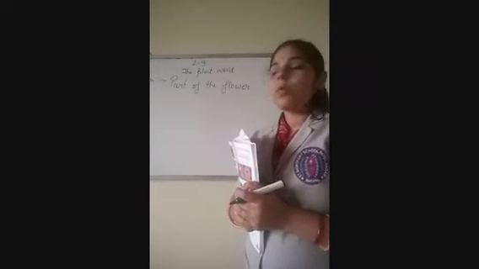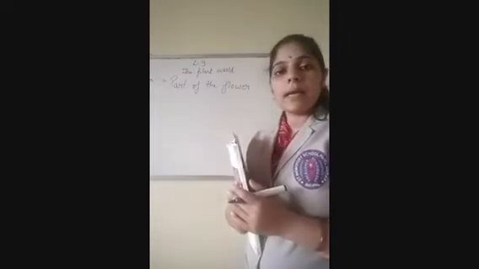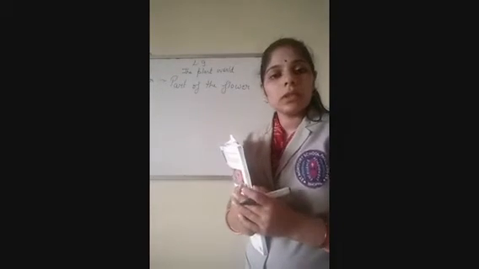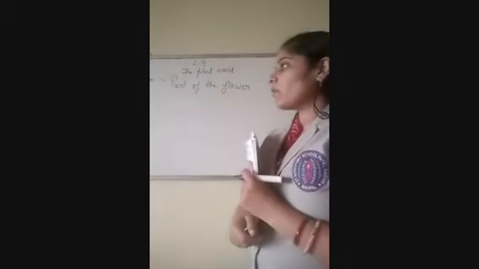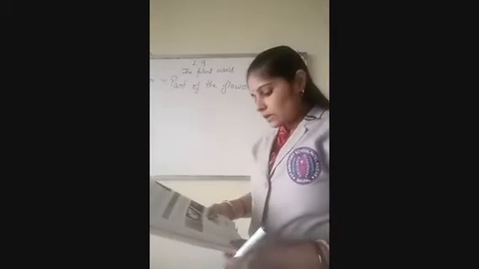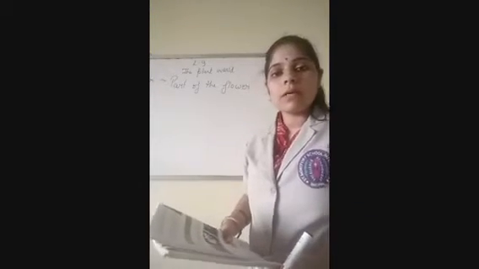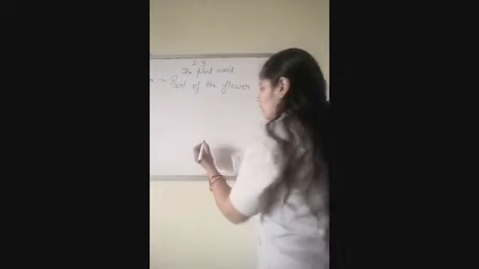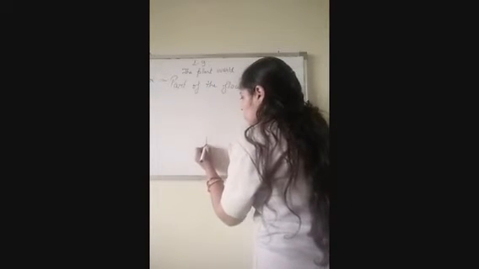So now we are starting with the diagram of the flower. How to draw the diagram of the flower? You can refer your page number 54. In that the diagram of the parts of flower is given. So I am just starting drawing it here. It would be easy for you also.